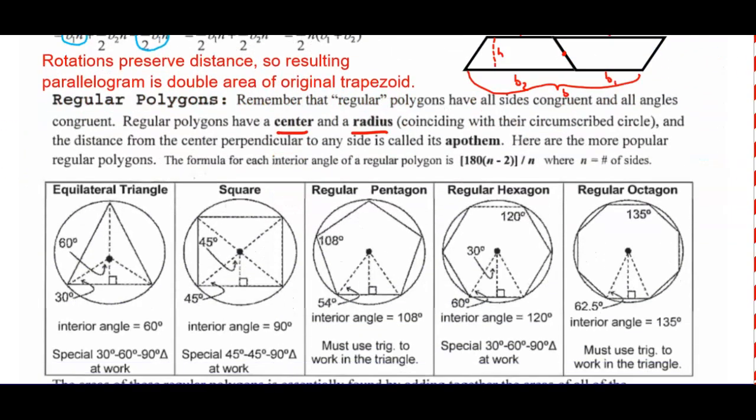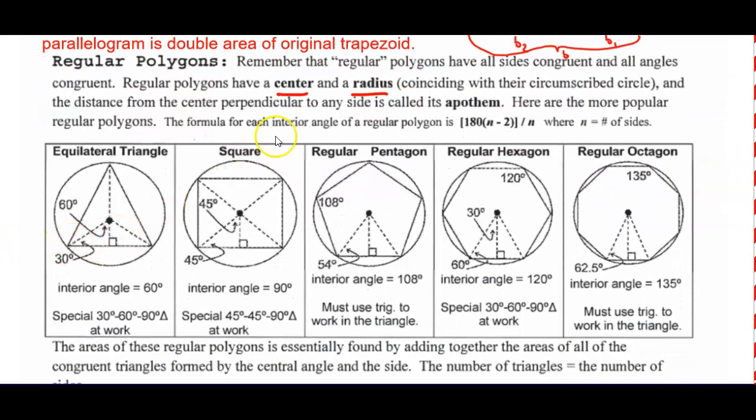All right, and finally, regular polygons. So regular polygons have all sides congruent, all angles congruent. They have a center, they have a radius. That radius is coinciding with the circumscribed circle, and there's several images of that here. So if you connect a center to a vertex that touches the circle that goes around it, that's a radius. If you create a perpendicular from the center to any side, that's called an apothem. So that apothem is all these perpendicular segments from the center point. Radius goes to a vertex, apothem goes perpendicular to a side.